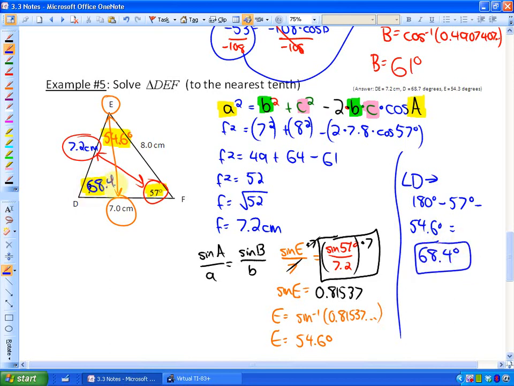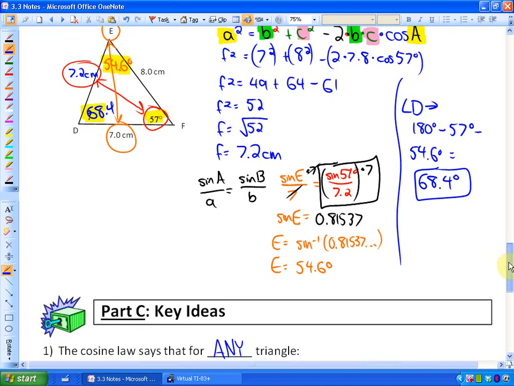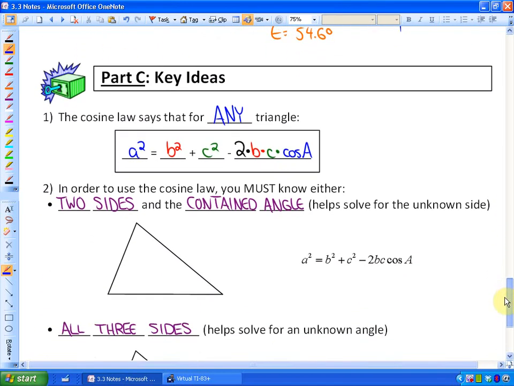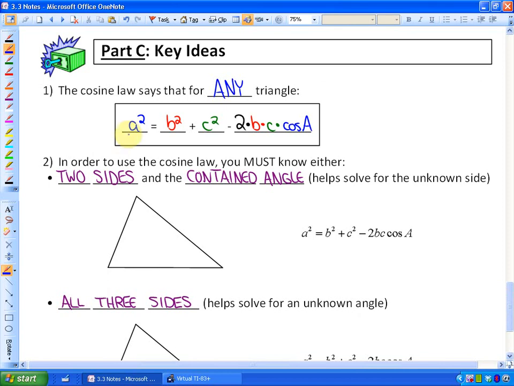So in conclusion, looking at the cosine law specifically, here are the key ideas. The cosine law says for any triangle that side a squared is equivalent to b squared plus c squared minus the product of 2 times b times c times cosine of A. And there are two ways we're allowed to use it. In order to use the cosine law, you must know one of the following.